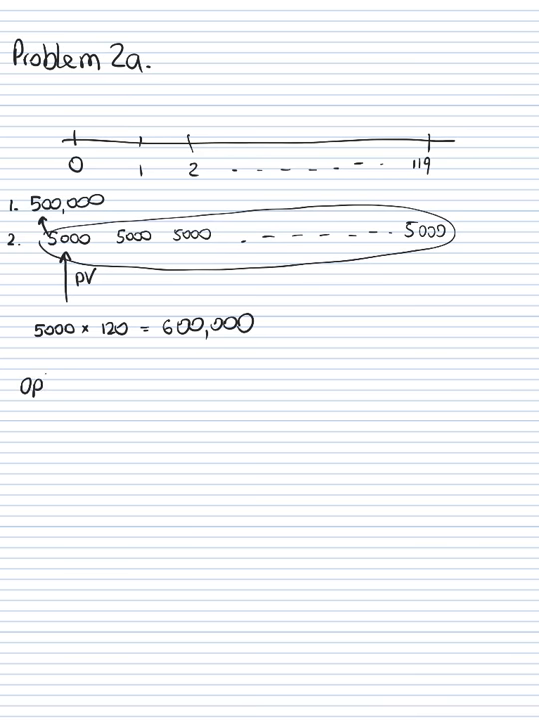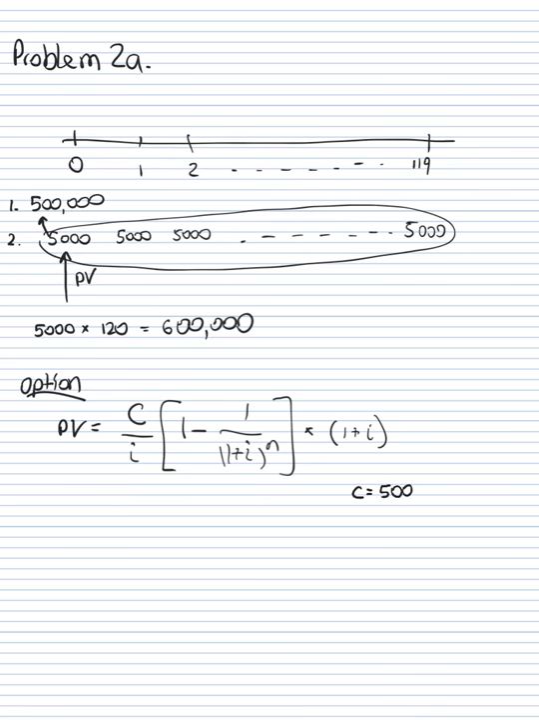For option 2, we can use the present value of an annuity formula, which is C over i, outside of 1 minus 1 over (1 plus i) to the n. And because the first payment occurs at time 0, it's an annuity due, so I need to adjust it by 1 plus i. Now, in this case, the cash flows are 5,000. N is the number of payments. Because the payments start at 0, the 120th payment will be at 119, but there are still 120 payments.